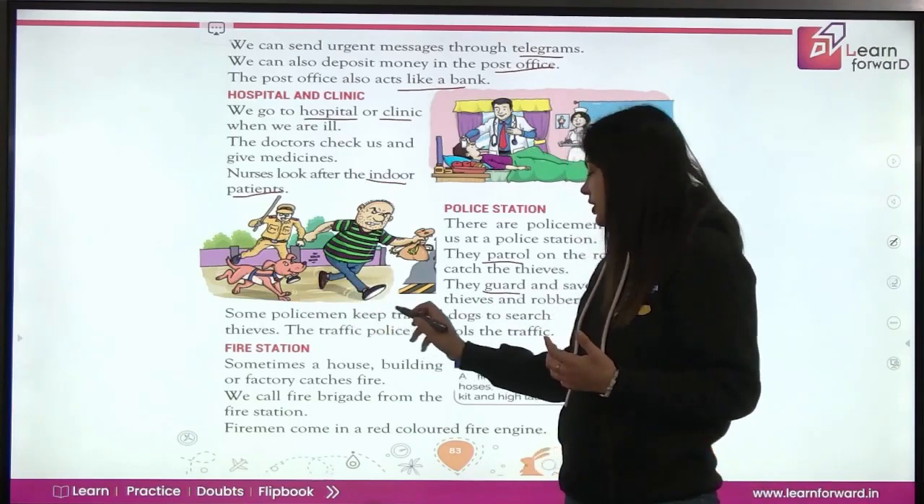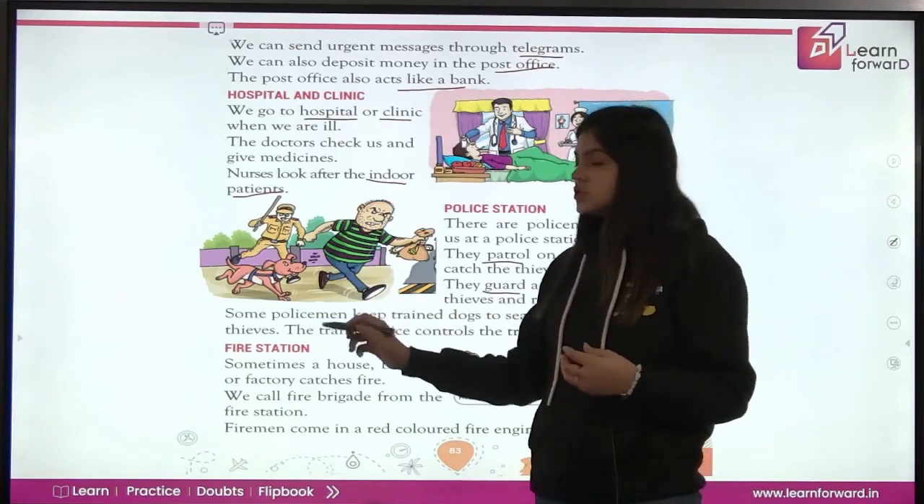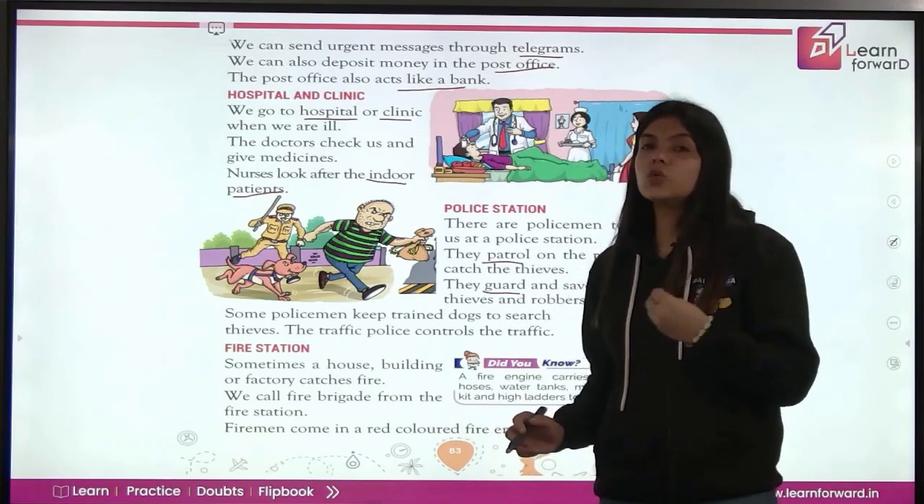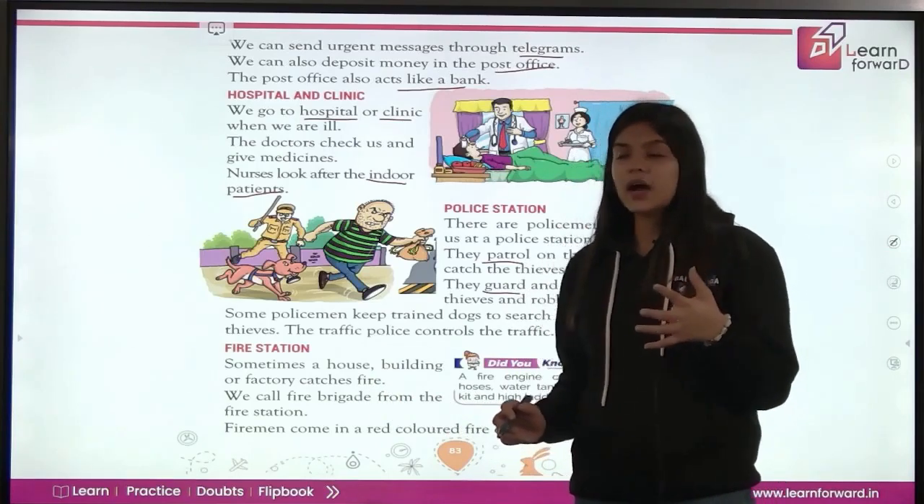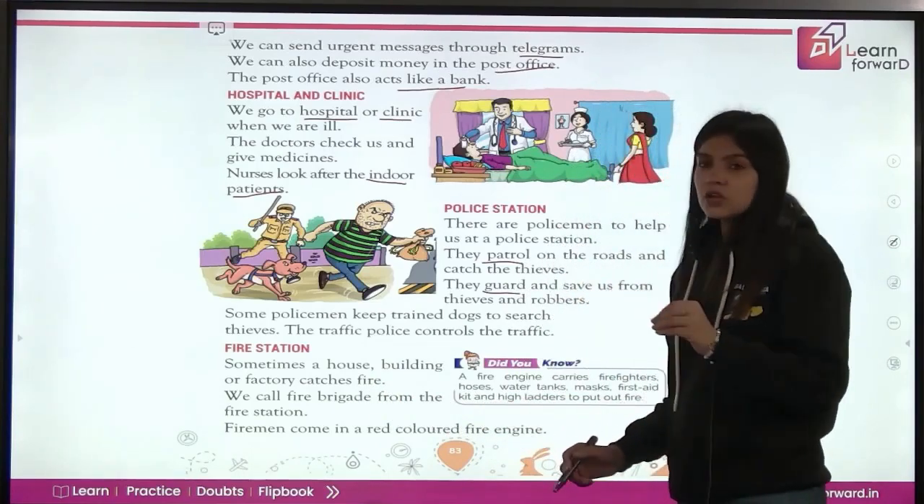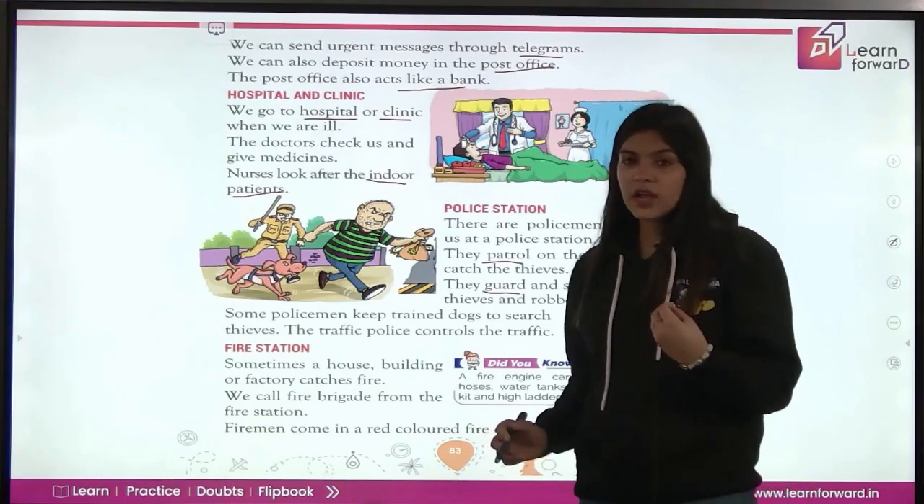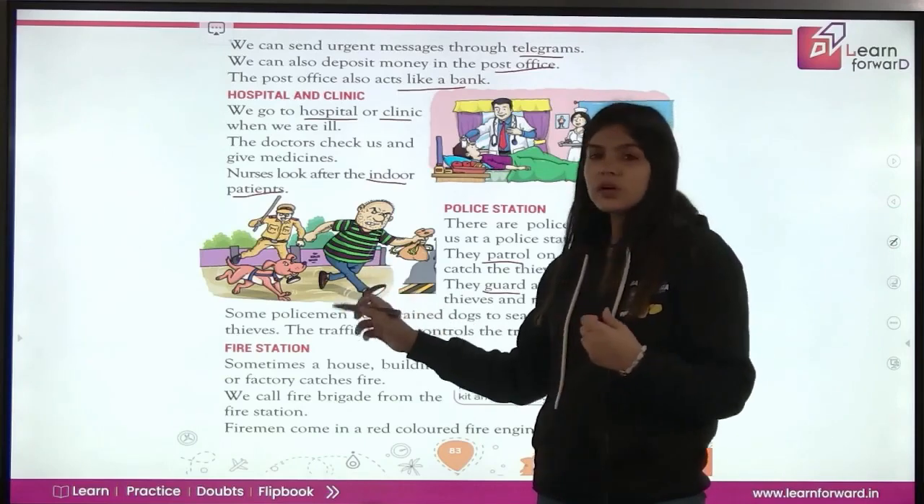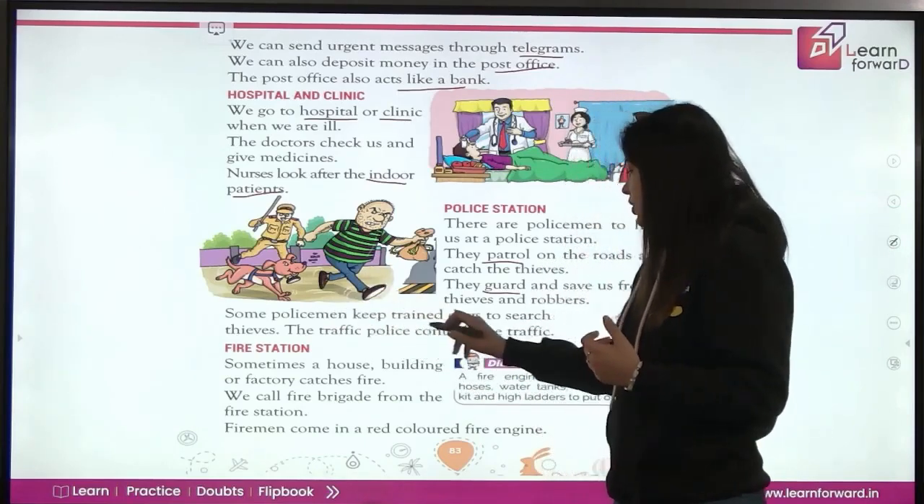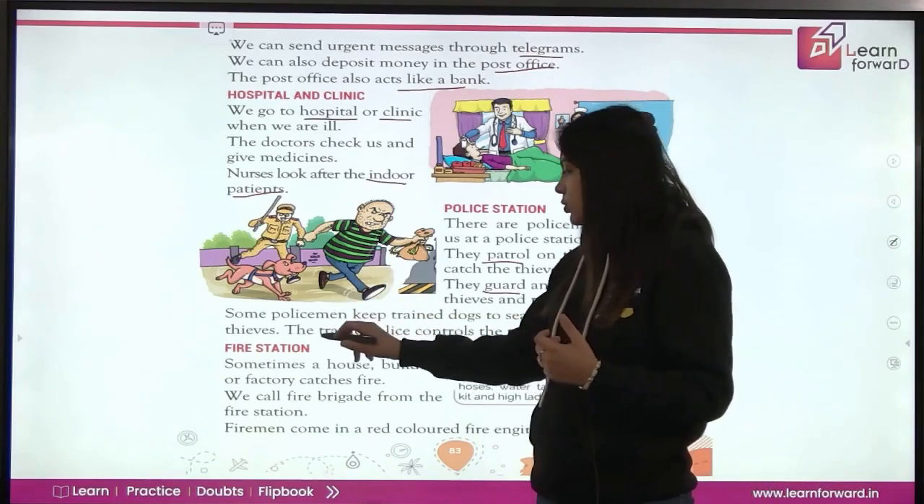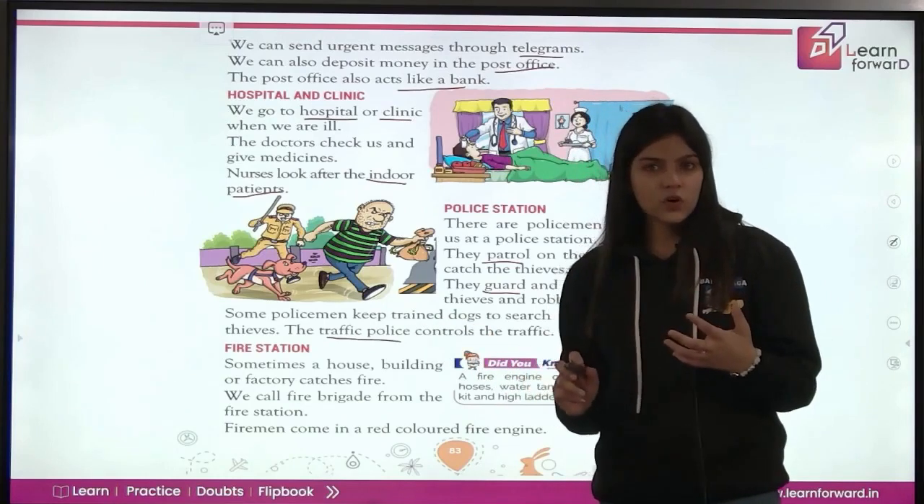Some policemen keep trained dogs to search for thieves. So there are a lot of policemen you can see on the internet that keep trained dogs. Dogs are trained. There are certain breeds of dogs which are trained, which help the policemen to catch the thieves. The traffic police controls the traffic. So the traffic police controls the traffic on the roads.